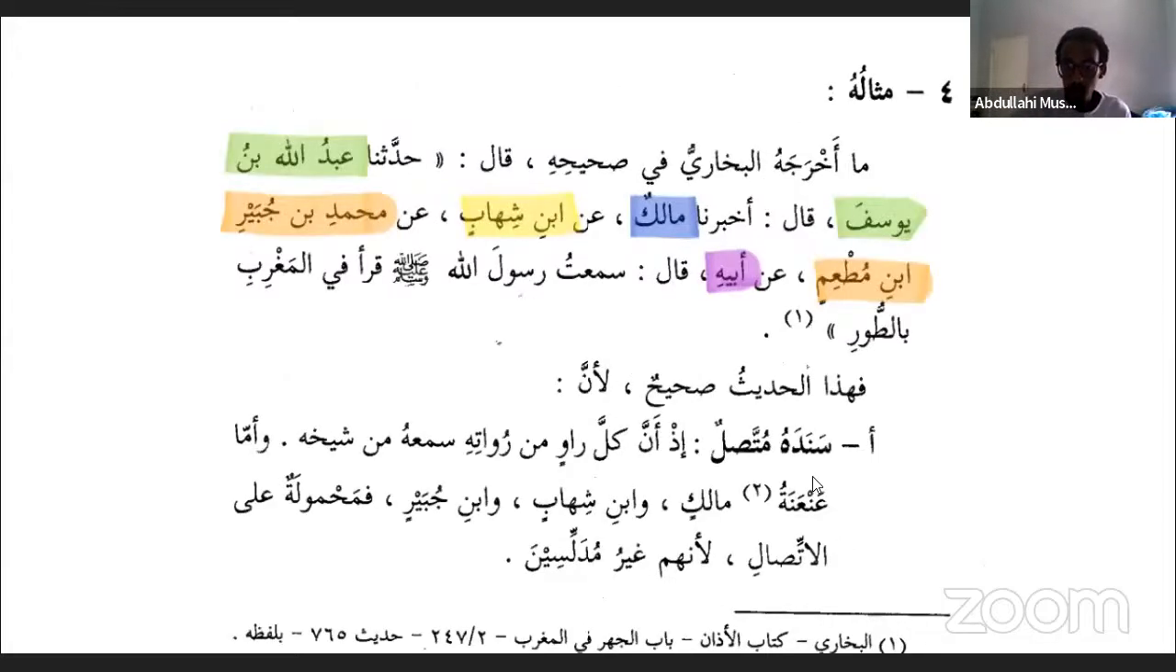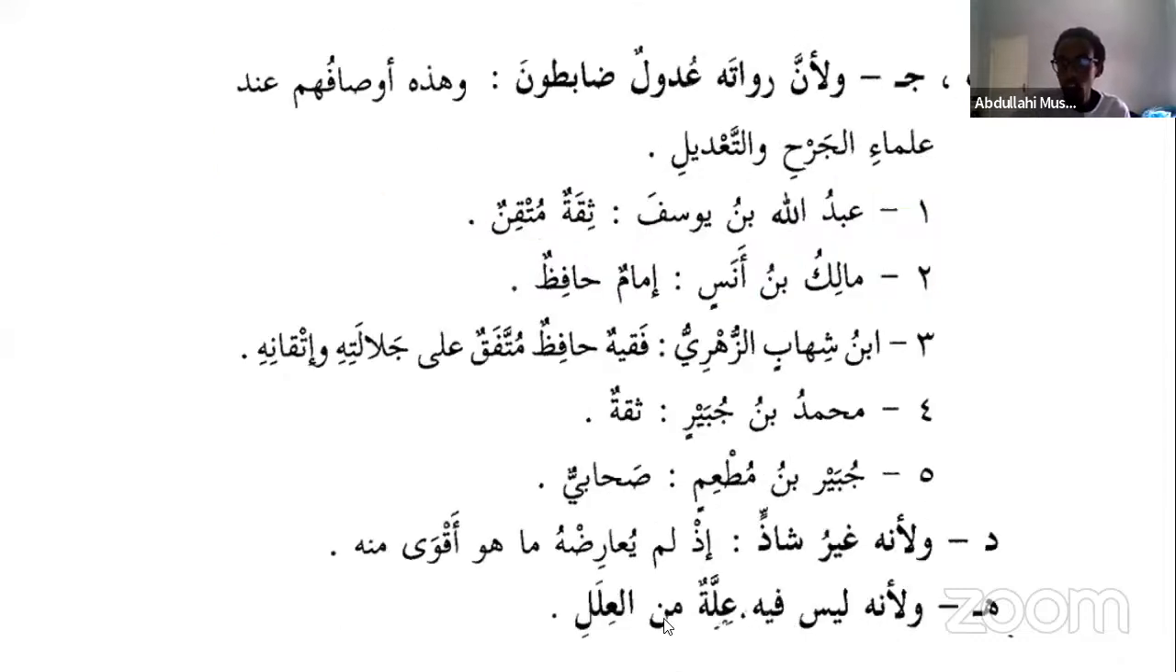And then it ends off by saying وَلِأَنَّهُ لَيْسَ فِيهِ عِلَّةٌ مِنَ الْعِلَلِ, and that it does not have any defect. So because now we've ticked all the 5 boxes of the conditions of an authentic hadith, we conclude that this hadith is sahih. And that's what Imam al-Bukhari did. Therefore, he included it within his work, Sahih al-Bukhari.